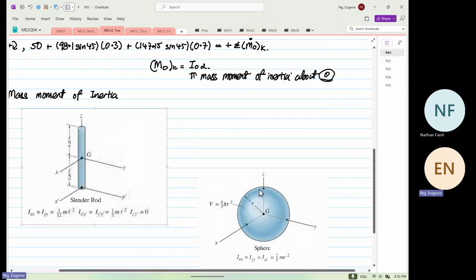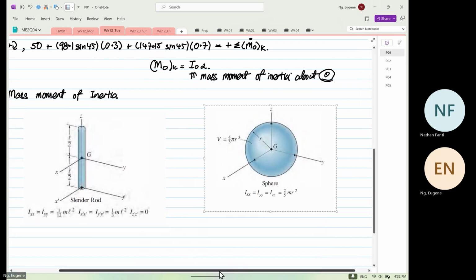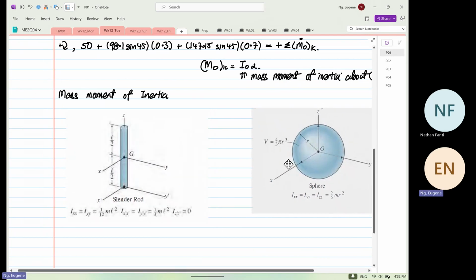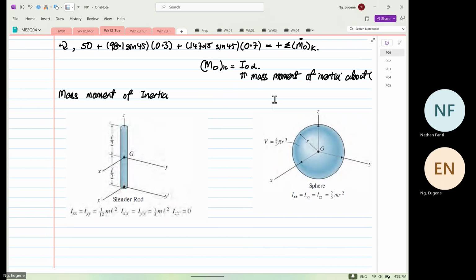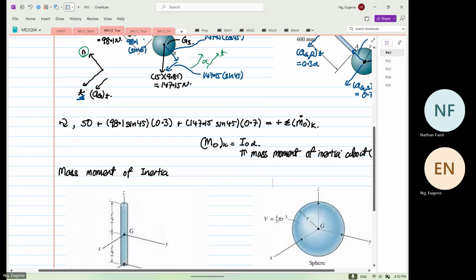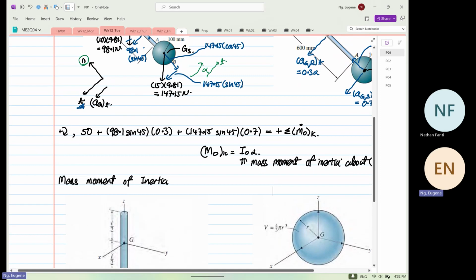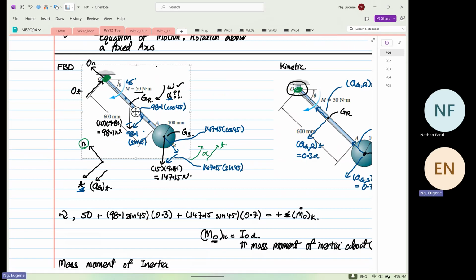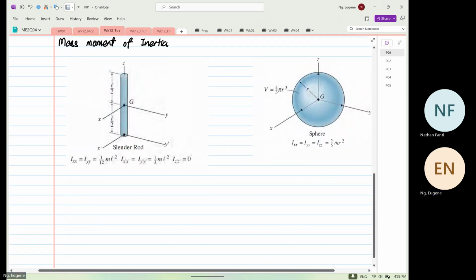So on the left is a slender bar. On the right is a sphere. And as I said, the formula sheet will have all this information. Do not memorize any of this, okay? If we look at a moment, we have taken our moment about point O. Point O is at this location over here. So we need to find I_O alpha, about point O.